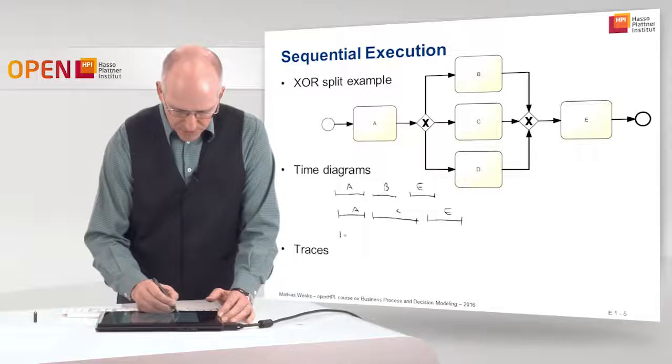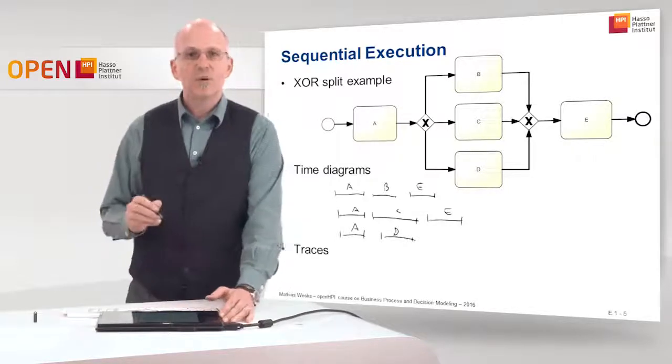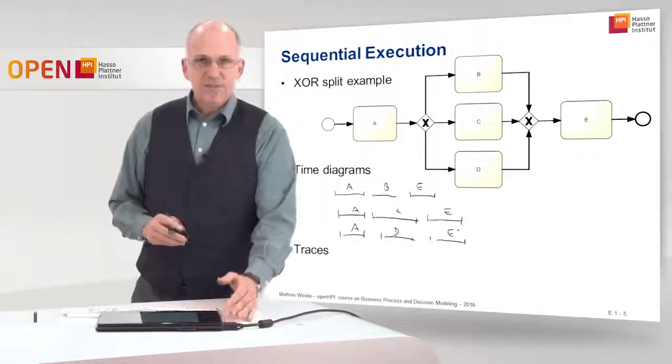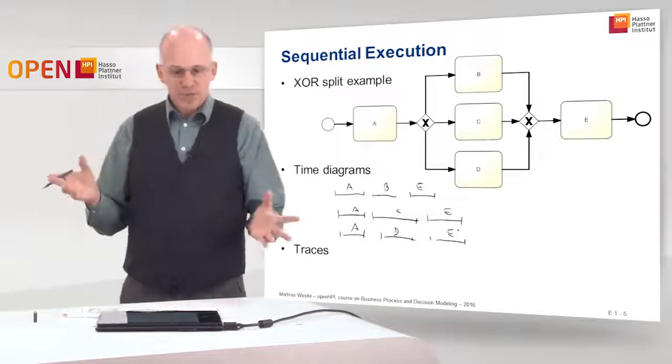And another time diagram is first the A, and then we have the D. In this case, the lower branch is taken. And finally, we have the E again. Okay, this is the time diagram view, and now, of course, we can do the same.